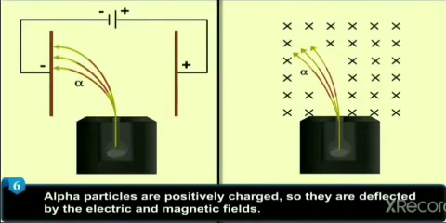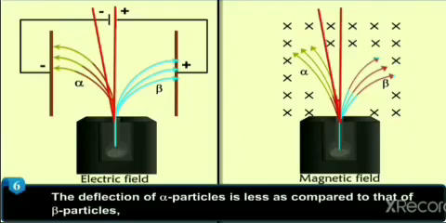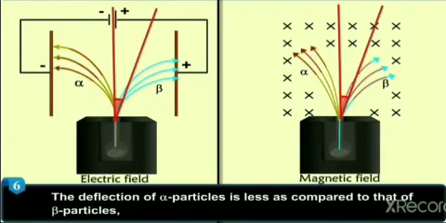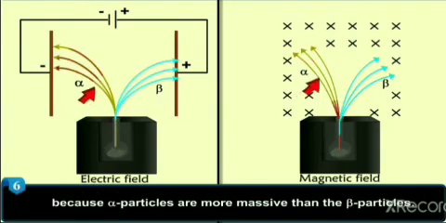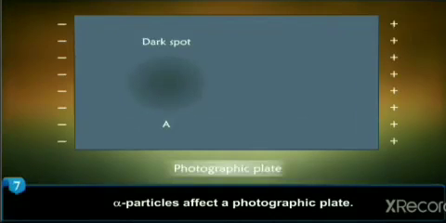6. Alpha particles are positively charged, so they are deflected by electric and magnetic fields. The deflection of an alpha particle is less as compared to that of a beta particle because an alpha particle is of more mass than the beta particle. 7. Alpha particles affect a photographic plate.